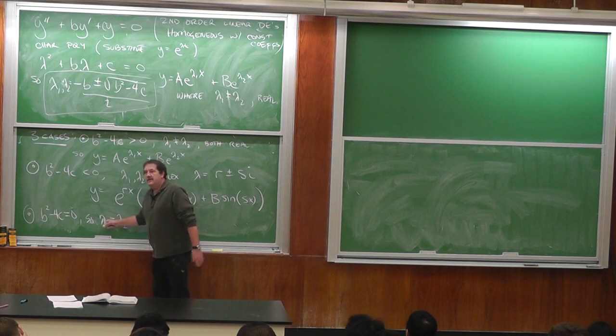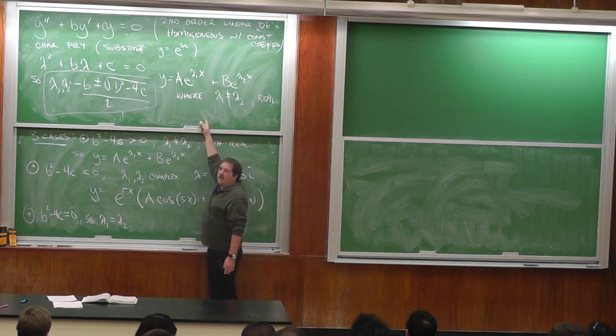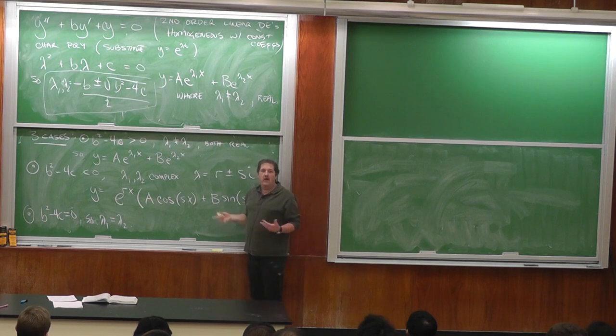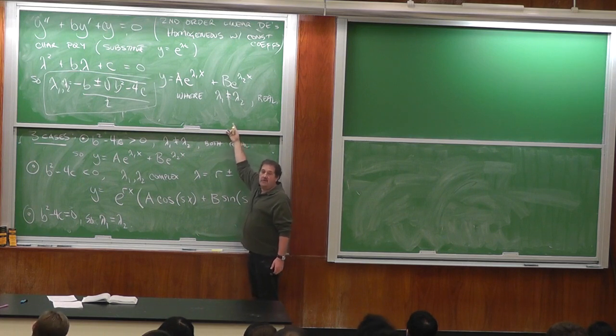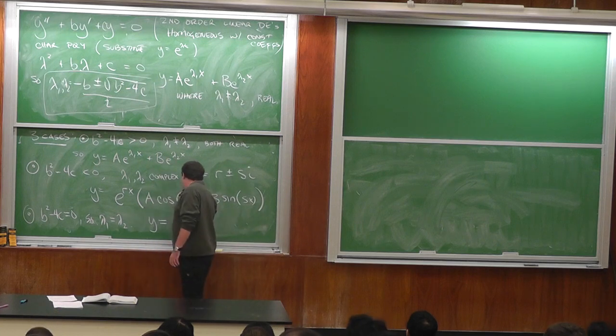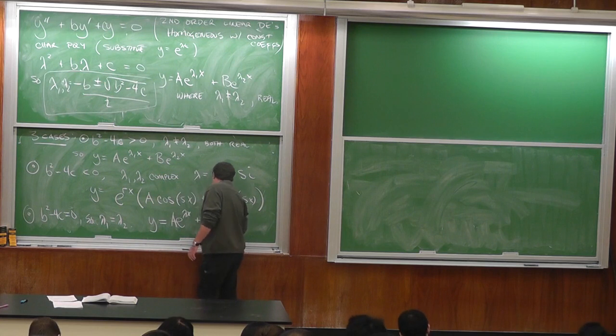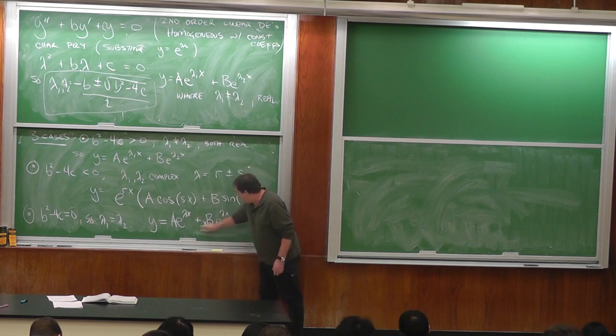So if the root is double, then when we try and use this formula, you get something like a e to the lambda x plus b e to the lambda x. a and b are arbitrary, so that's just the same as c e to the lambda x. You only get one term, but we need two. So it turns out, I'll check this in a minute, that if we multiply it by x, it still solves in this case. So our solution looks like a constant times e to the lambda x plus another constant times x e to the lambda x. So we pick up this surprising factor of x.